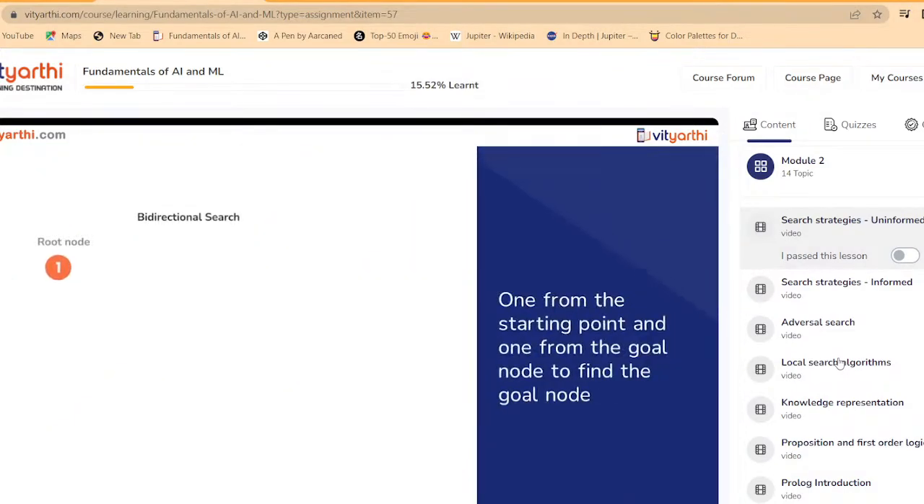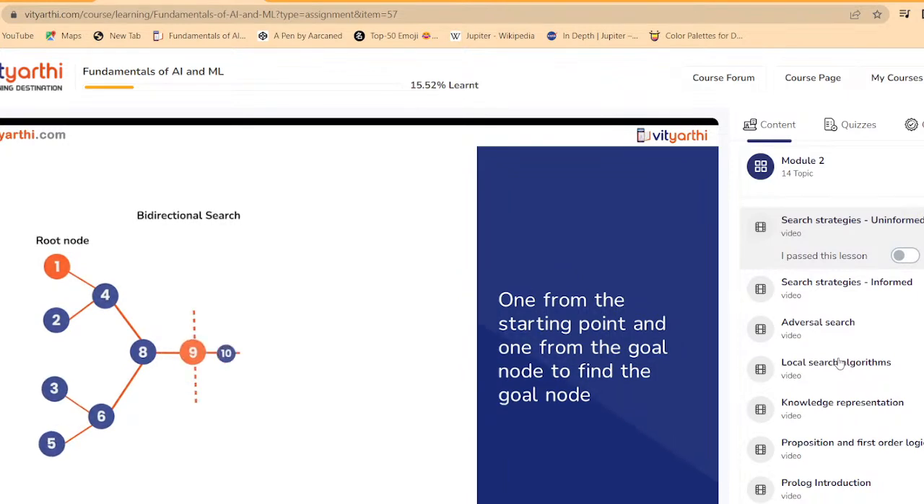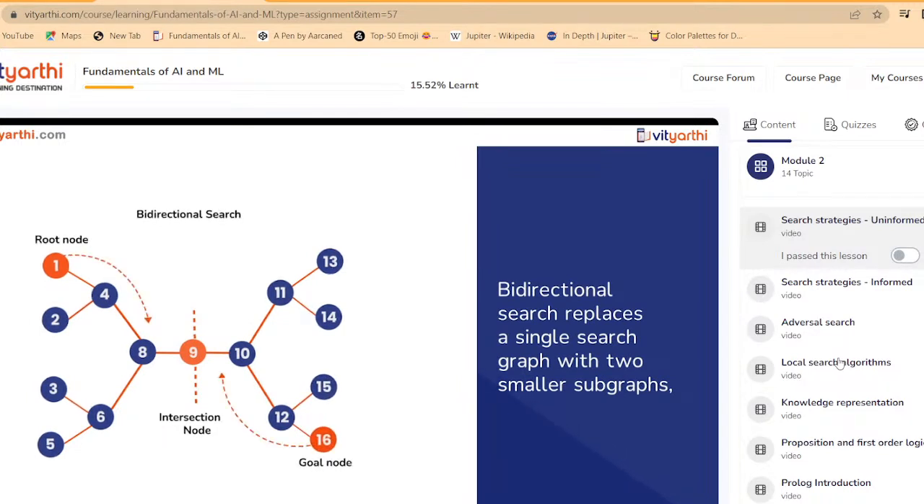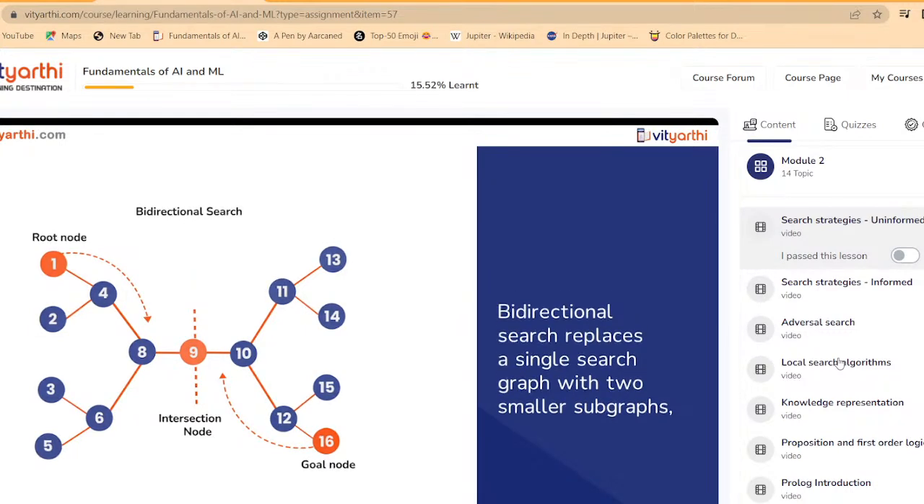The bidirectional search algorithm does two searches at the same time, one from the starting point and another from the goal node, to find the goal node. Bidirectional search replaces a single search graph with two smaller subgraphs, one of which begins the search at the initial vertex and the other at the goal vertex. The search concludes when these two graphs intersect.